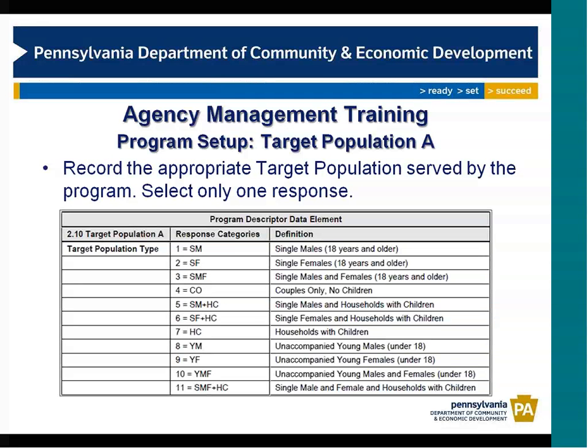Target population. Record the appropriate target population served by the program. This is not required, but it is highly recommended. It provides one of 11 different target populations that you may specifically serve. The rule of thumb for a program to have a specific target population is that three-quarters of the clients you serve must meet that specific definition. So if you serve less than 75% of the same clients, we do ask that you select response 11, which is SMF plus HC, which is basically the default, all of the above.